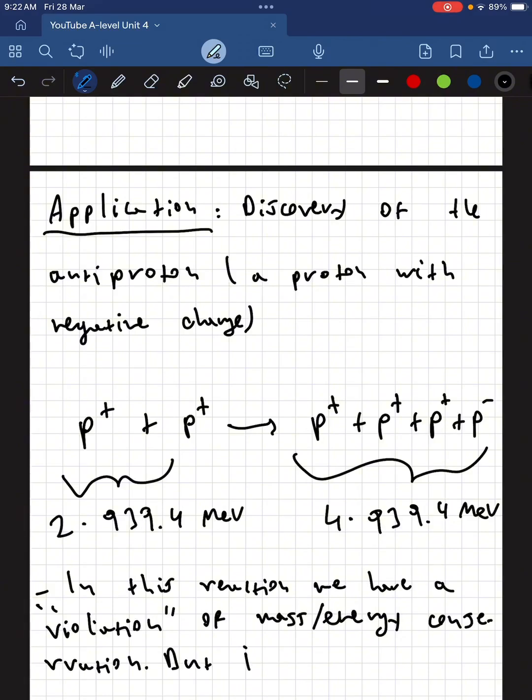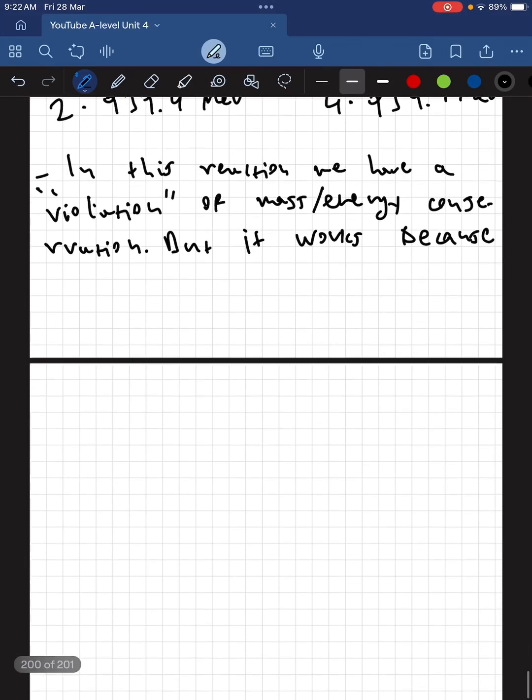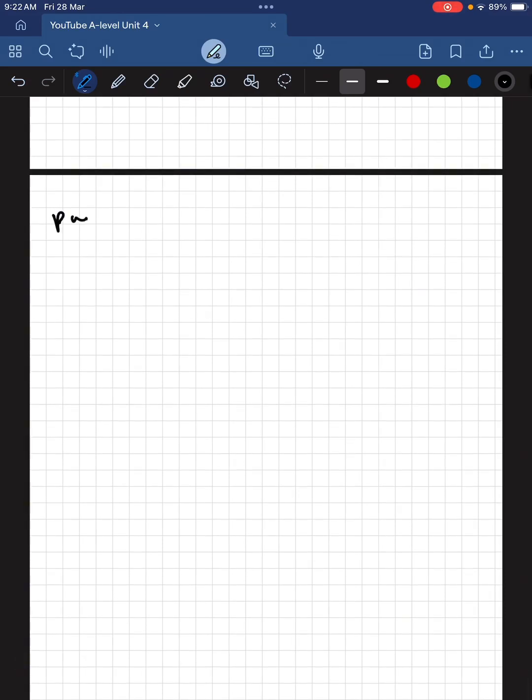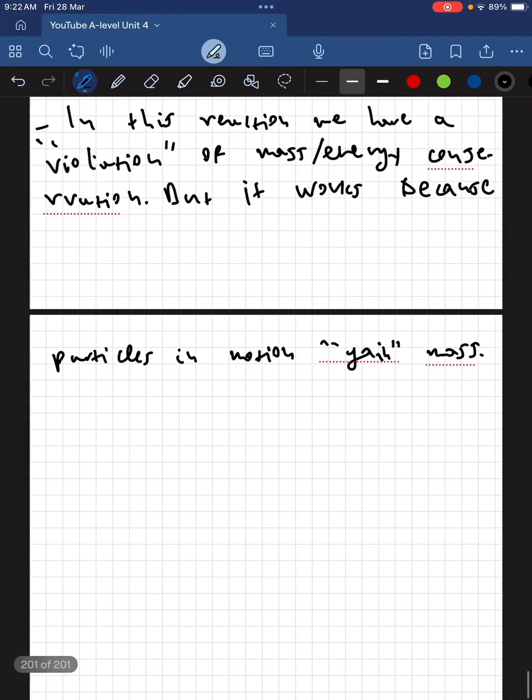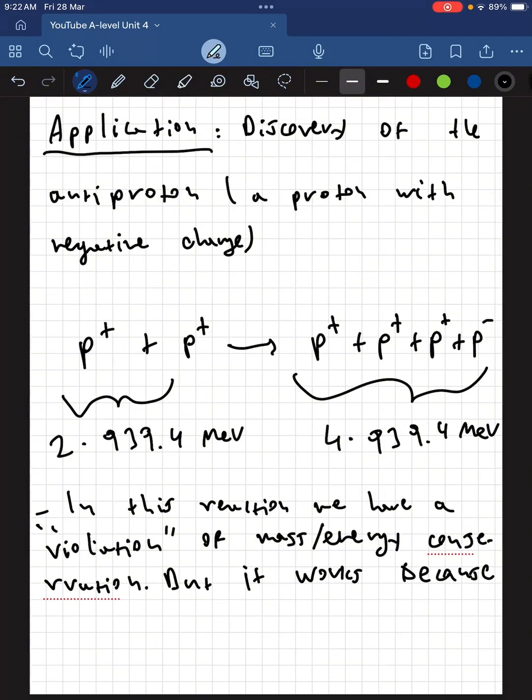But it works because particles in motion gain mass. Since mass and energy are equivalent due to E equals mc squared, we see that in this reaction, the total energy before and the total energy after are conserved via the production of a pair of a proton and an antiproton. Okay, I hope this makes sense.